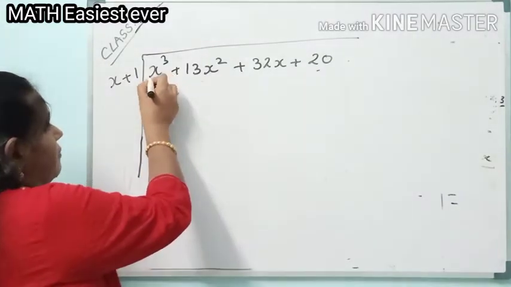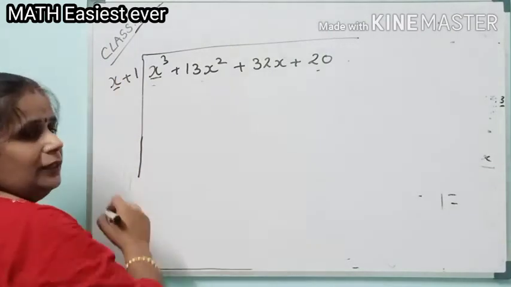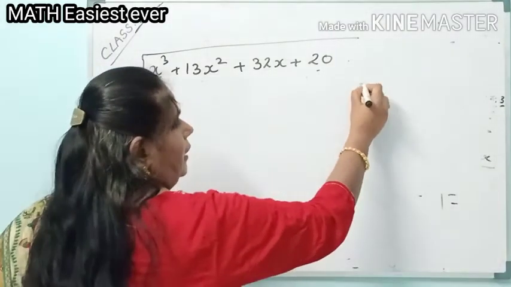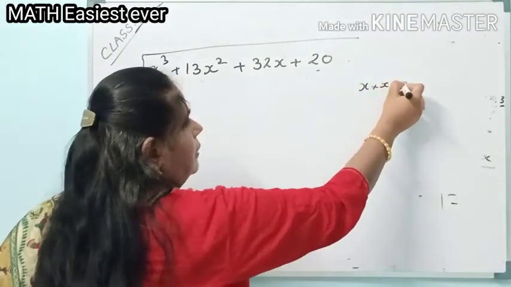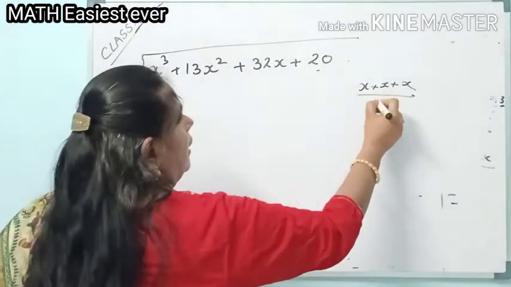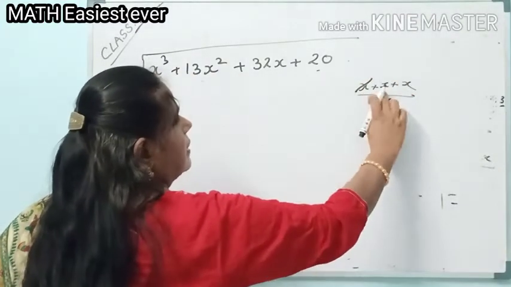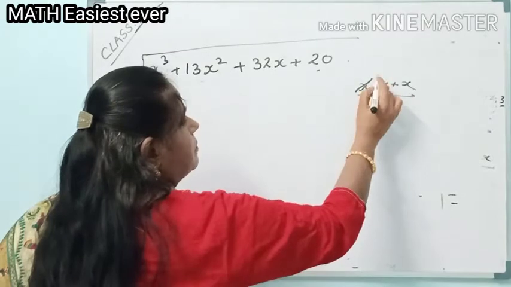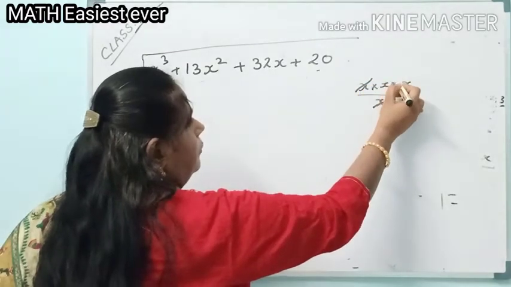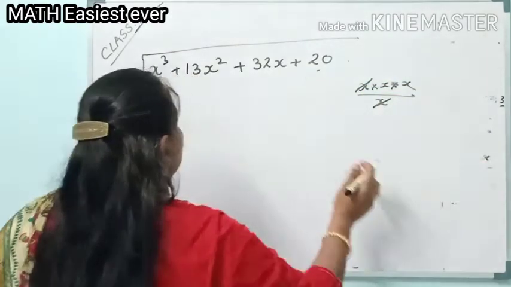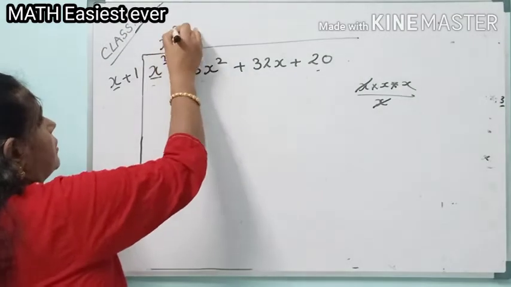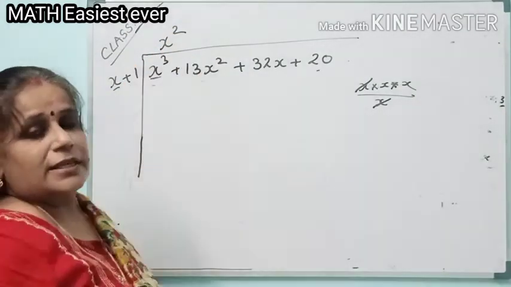So take the first term x cube and divide it with x. x cube means x into x into x, divided by x. So x gets cancelled, you have x into x, which is x square. So x cube divided by x is x square.